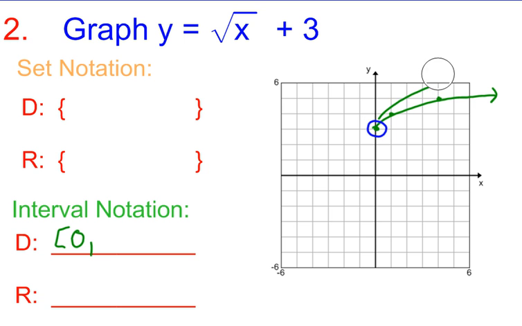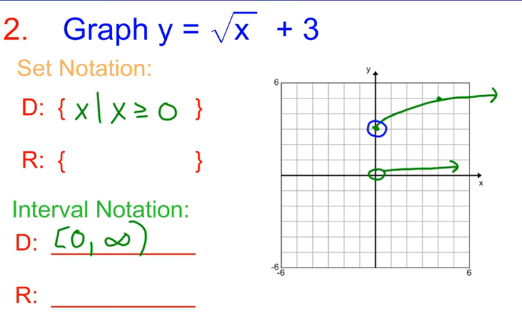So I should have switched colors. Sorry, I don't want to get your line confused. So I'm touching forever. So I'm going to say I go all the way to positive infinity. For set notation, I'd say values of x such that, and I start touching at 0, and then I touch everything greater than 0. So x is greater than or equal to 0.